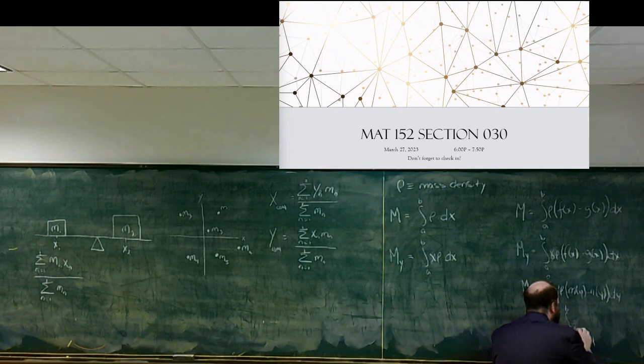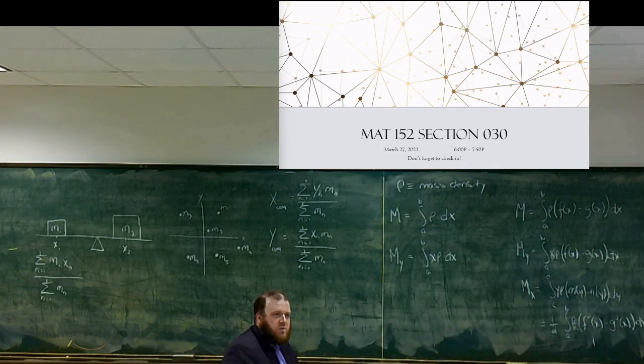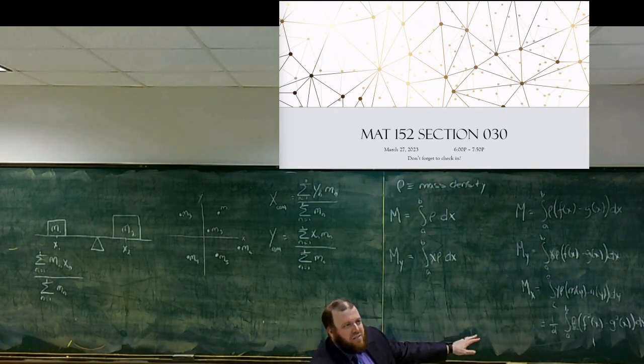No x. Rho times f squared minus g squared, all times 1/2. That is generally the better way of calculating it.